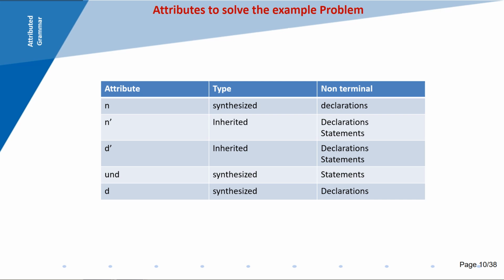To solve the problem of used and undeclared variables, we use the following attributes. N is a synthesized attribute to count the number of lines used in the non-terminal declarations. N prime is an inherited attribute used in the non-terminals declaration and statement to count the number of lines. D prime is an inherited attribute used in the non-terminals declarations and statements to store declared variables. U and D is a synthesized attribute used in the non-terminal statements to store undeclared variables with line numbers. D is a synthesized attribute used in declarations to store declared variables.